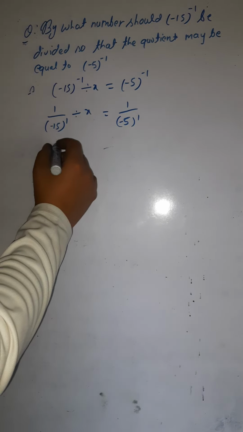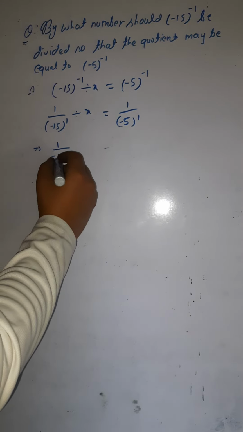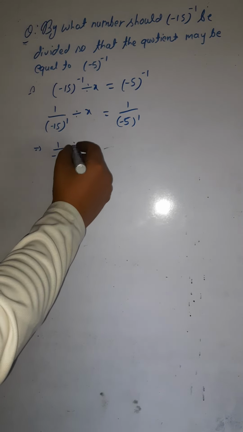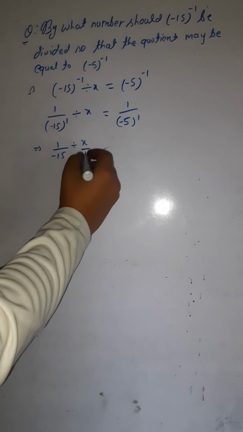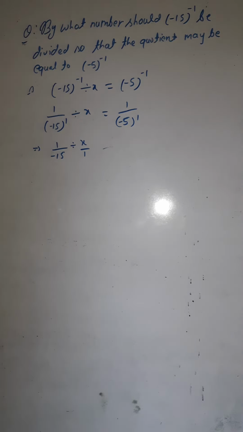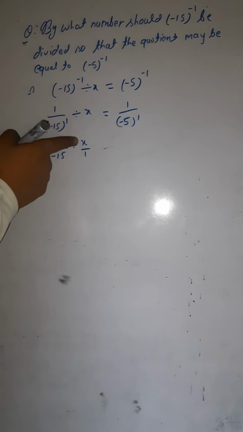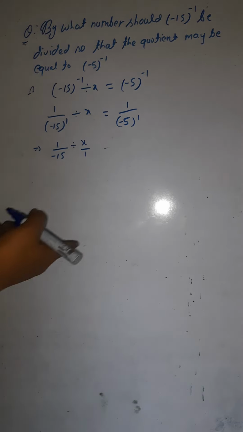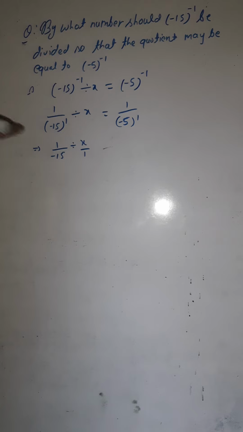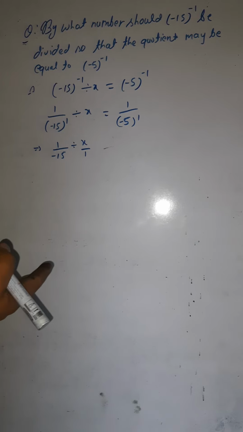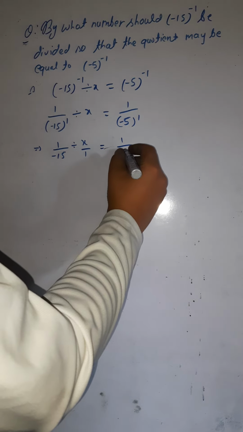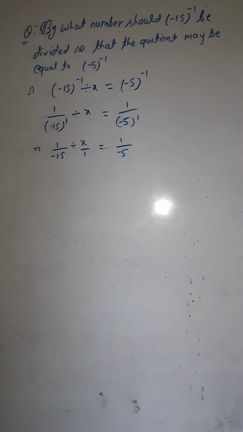Now if you see, this can be written as 1 by minus 15 because the power is only 1 there. So leave it alone. Divided by x can be written as x by 1. Do you have any problem here? No problem, no? Like in previous cases, we have written 4 as 4 by 1, 2 as 2 by 1. Similarly, here also, x can be written as x by 1. No problem is there at all. Okay? Would be equal to 1 by minus 5. I think no problem there.